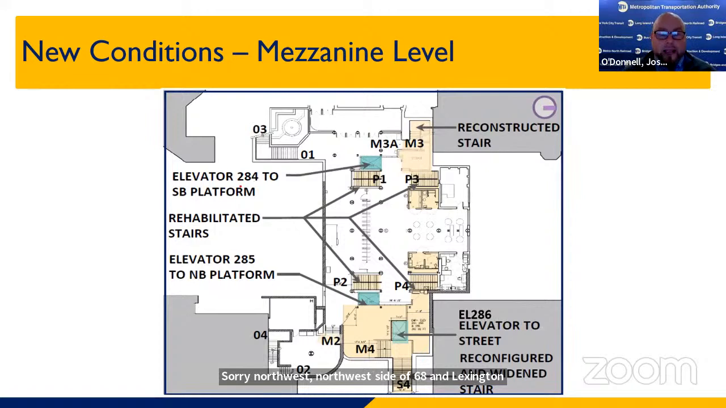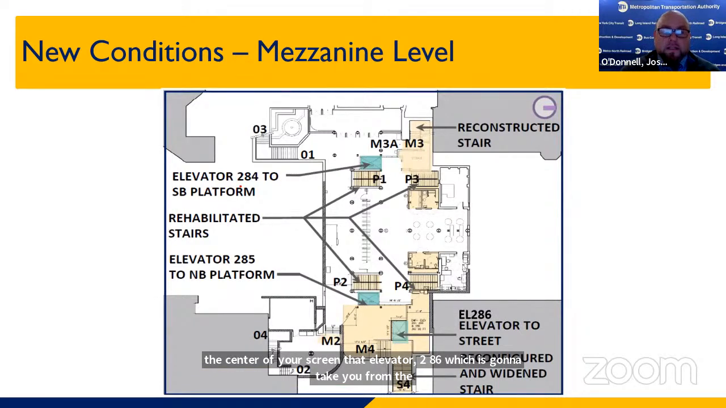We also have those rehabilitated stairs at S3, which now bring you down to a P3 and an M3 reconstructed stair. It's not rocket science with the labeling or the nomenclature here. When you see an S associated with a number, that's a street stair. And then the number of the stair, the M is for mezzanine, and then P would be down to the platform. Also on the south side, or the bottom portion of the screen here, you see the elevator 285, which is the new mezzanine to platform elevator for the northbound service, as well as, more to the southern half, in the center of your screen, that elevator 286, which is going to take you from the street down to that main mezzanine, and then the reconfigured stair S4.